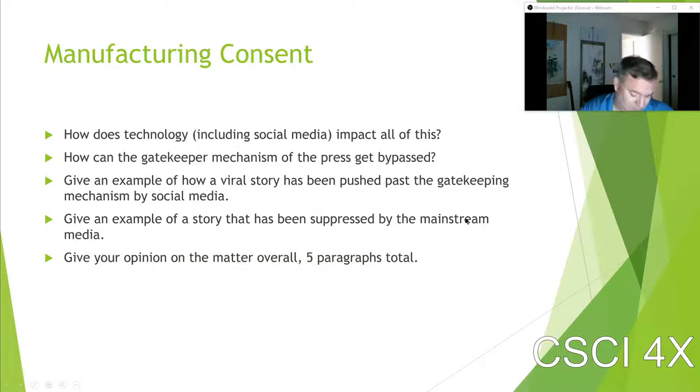PBS and NPR are the only ones that are funded by the government, which, again, may or may not be a good thing. They're probably not going to run stories calling for decreases in government funding, like, let's cut back the federal government by 50%. Probably not going to be run by PBS or NPR.